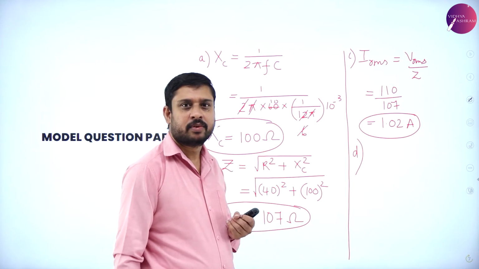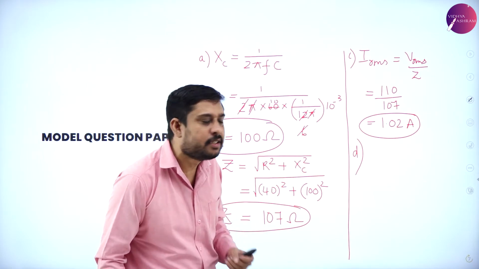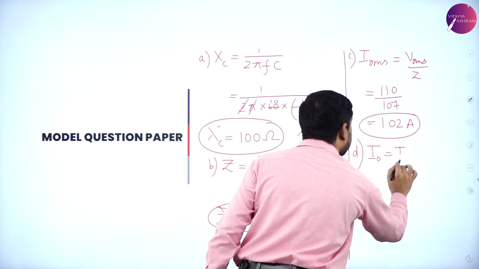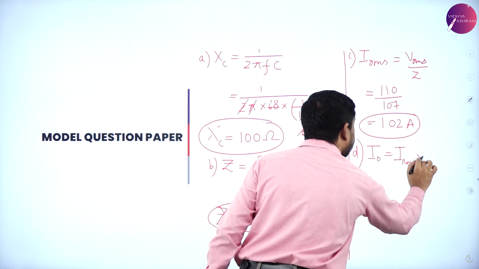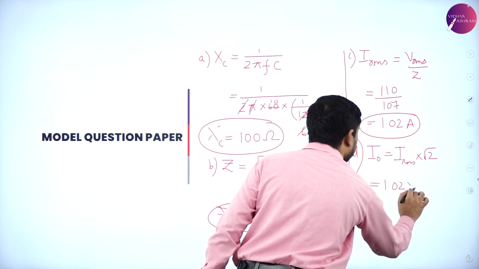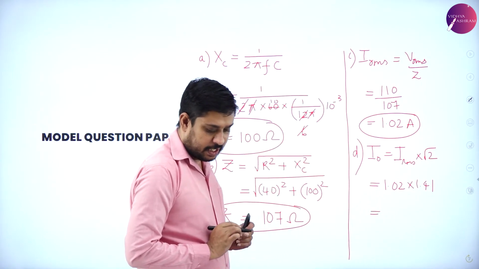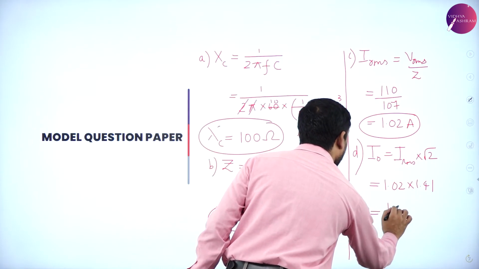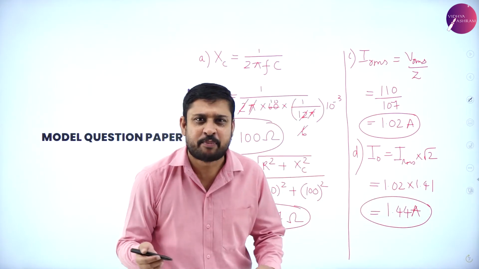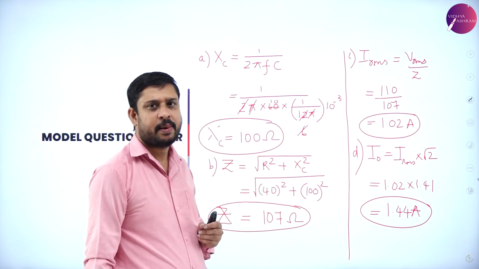I have found IRMS. So can I calculate maximum current? Yes. I naught, the maximum current, is IRMS into root 2, that is 1.41, which turns out to be 1.44 amperes. See, step by step, if I know the relations, I don't find any difficulty solving this.